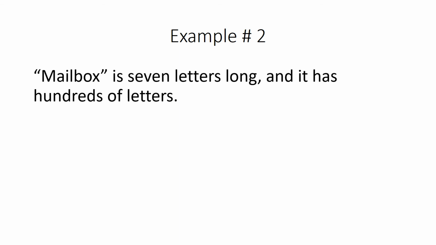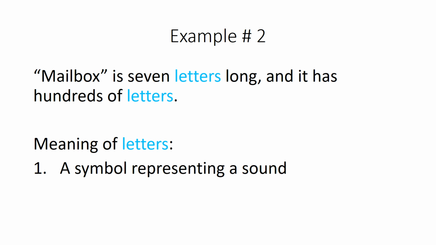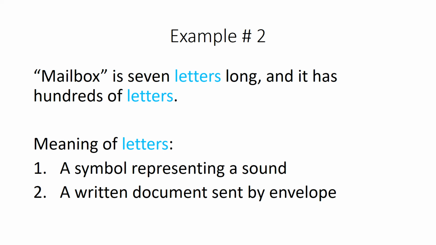Here's another example. Mailbox is 7 letters long, and it has hundreds of letters. The word letters is repeated, but the first time the word letters means a symbol representing a sound. So for example, M, A, I. But the second time, letters means a written document sent by envelope. So again, the word is repeated, but the second time the meaning changes. That's what Antanaclasis is.